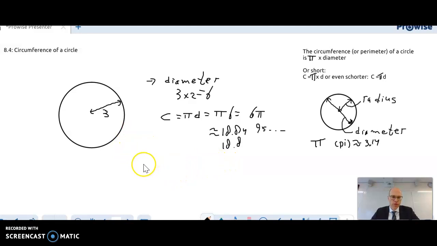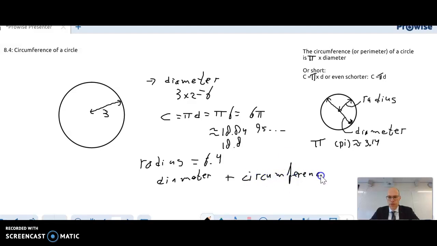If the radius is 6.4, I want you to calculate the diameter, and I want you to calculate the circumference.